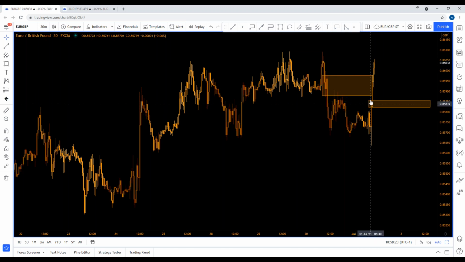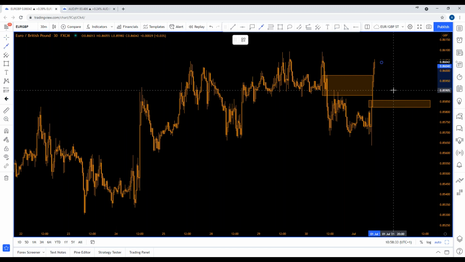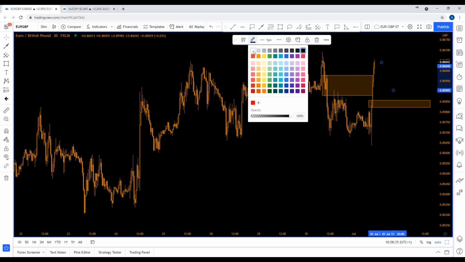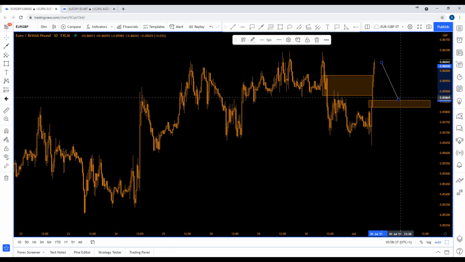So the charts have created a demand zone that broke through a supply. So what we could be seeing is, if, oops, I'm not sure about the color, we could be seeing this form.